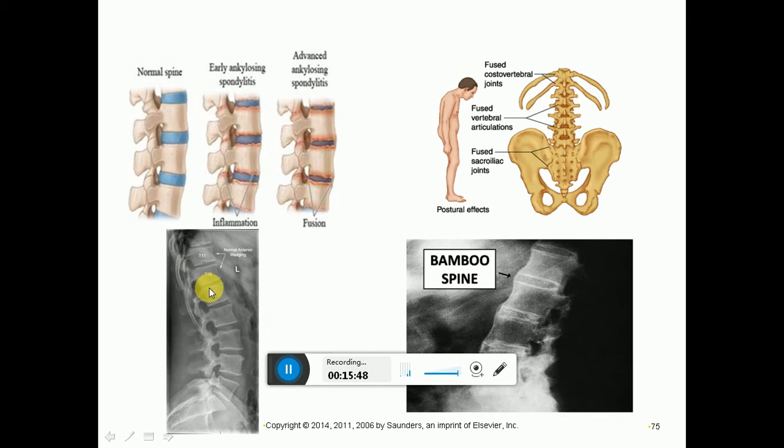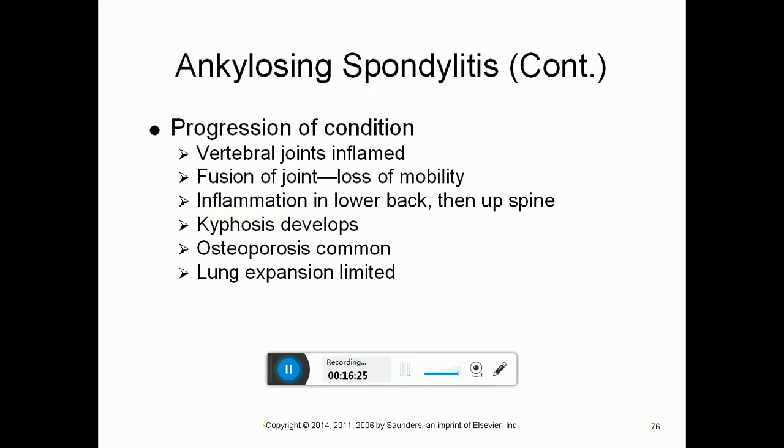So if you look at an x-ray of a normal spine, you see again these bones and the discs in between. While here in an advanced case of ankylosing spondylitis, all of the bones have fused together to make what is called the bamboo spine, which is very characteristic for ankylosing spondylitis. And because everything is fused together, the backbone is pretty much just one column of bone. This is the posture of this individual now. They have this kind of kyphotic posture.